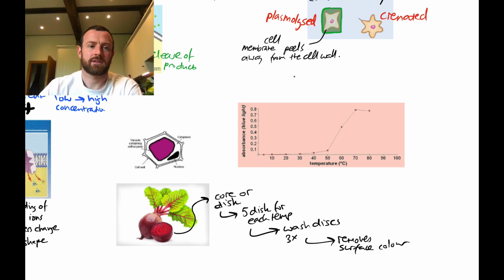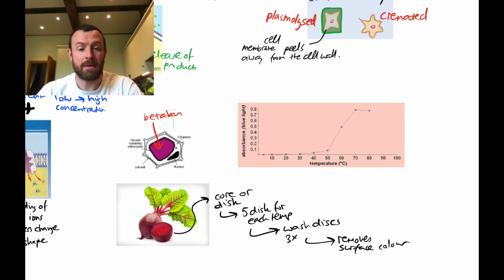What is the colour, I hear you say? Well, it's this stuff. In there's a pigment called betalain. And it's actually held within the cell, actually behind two membranes. We've got this tonoplast membrane, which is the membrane around the vacuole, and we've also got the cell membrane as well. Now, normally that pigment is held within the cell.